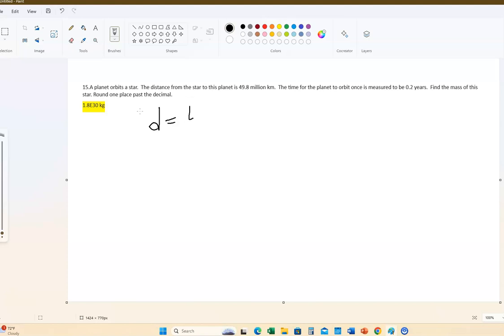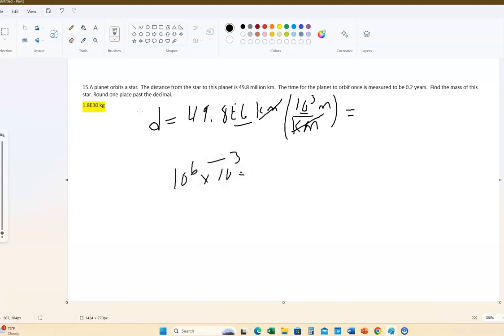The distance is 49.8 million, which means times 10 to the sixth kilometers. Now we know it has to be in meters, so I've got to convert. 1 kilometer is 1,000 meters, another way of writing which is 10 to the third meters. The kilometer part cancels, and now 10 to the sixth times 10 to the third, you have the same base. Just as a reminder, if it's the same base, you add the exponents. So that becomes 10 to the ninth. It's the same number, 49.8 times 10 to the ninth. Now it's in meters.